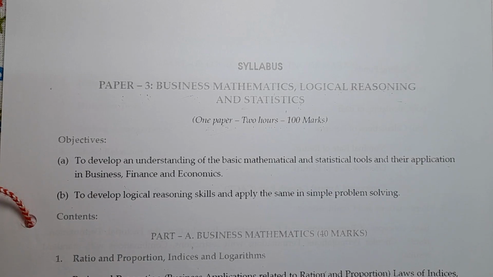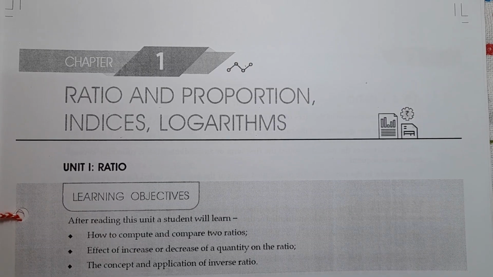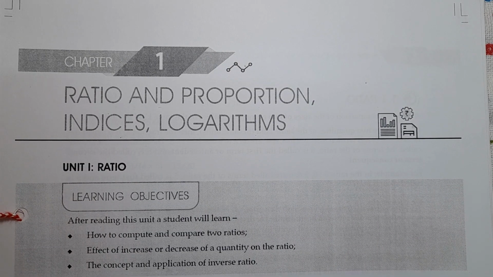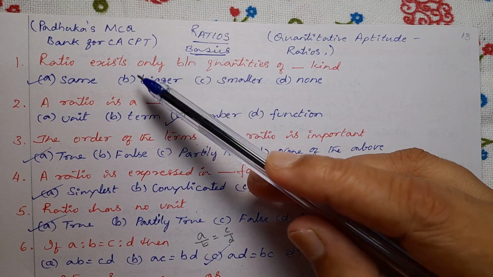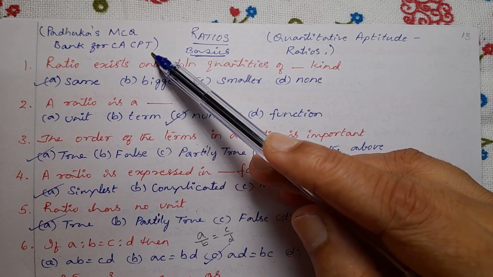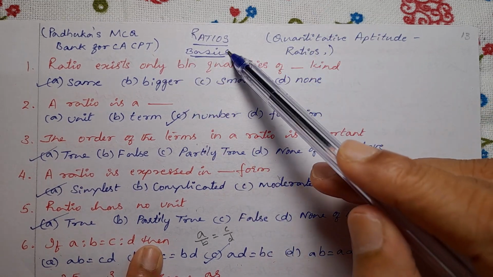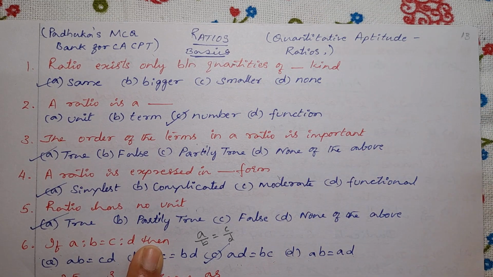Paper 3: Business Mathematics, Logical Reasoning and Statistics. One paper, 2 hours, 100 marks. Chapter 1: Ratio and Proportion, Indices, Logarithms. Paduka's MCQ Bank for CA CPT. Ratios, Basics. Quantitative aptitude ratios.